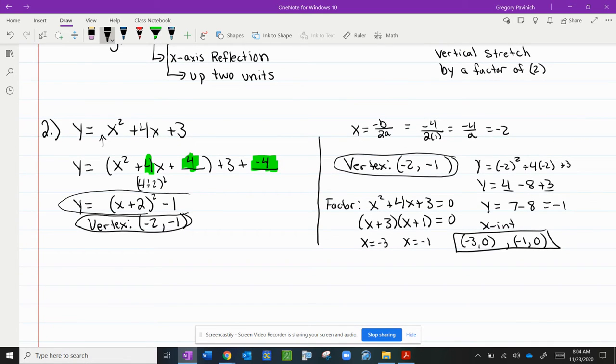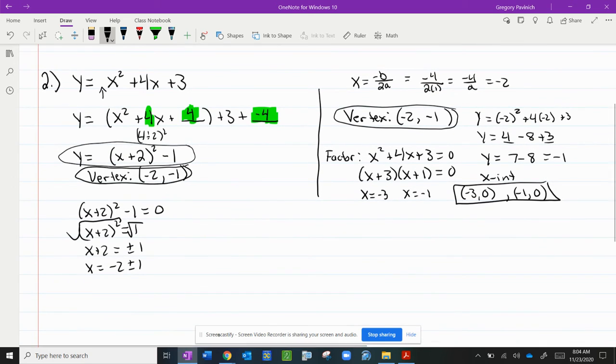I also could have solved my vertex form; I could have set this equation equal to 0 and square rooted. There were some students that had forgotten the square root method, so that's why I want to go over this. Subtract 2 over, and then I get my double solution. -2 plus 1, which is -1, and then -2 minus 1, which is -3.